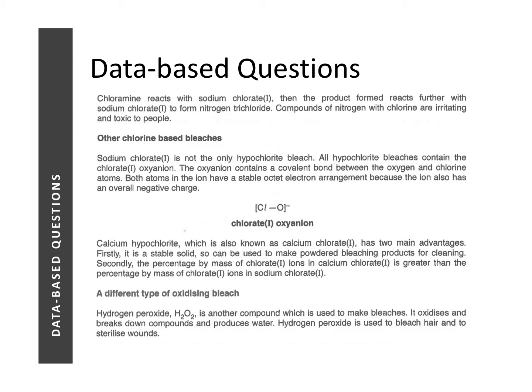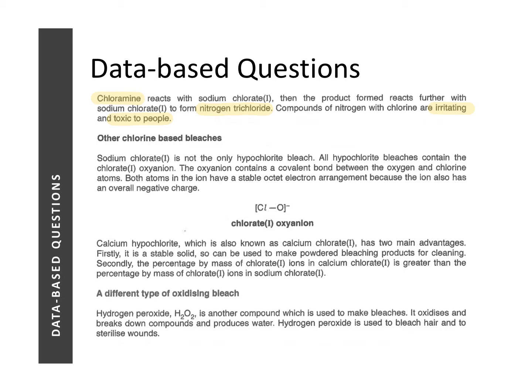The next part goes on to tell you that the product of the initial reaction can undergo further reactions. And since we are looking at the same type of compound, we would expect the type of reaction to be the same, meaning the pattern in which the compound undergoes reaction would be the same. And then they go on to tell you that the final product is nitrogen trichloride, and that nitrogen trichloride, or compounds with nitrogen and chlorine, are irritating and toxic to people.